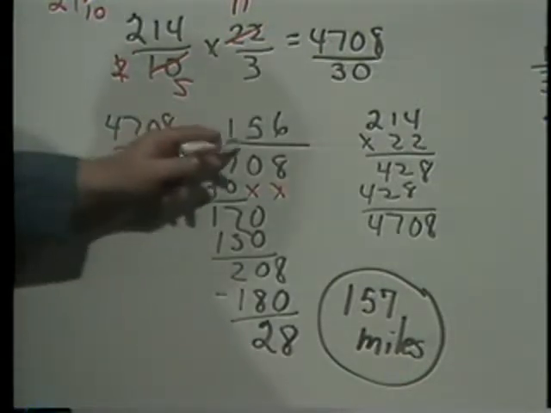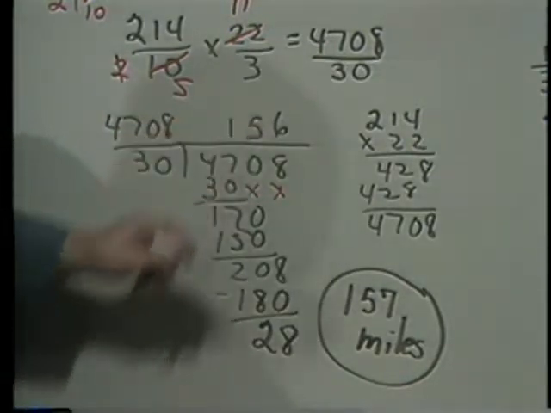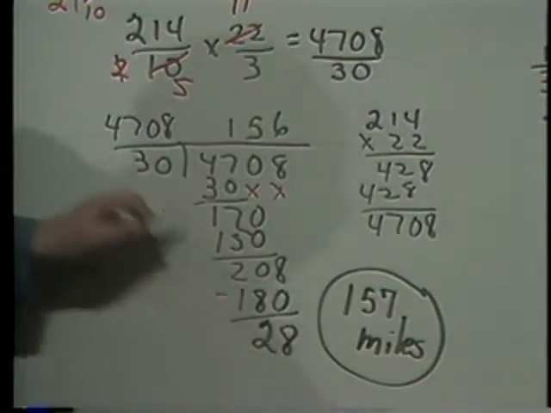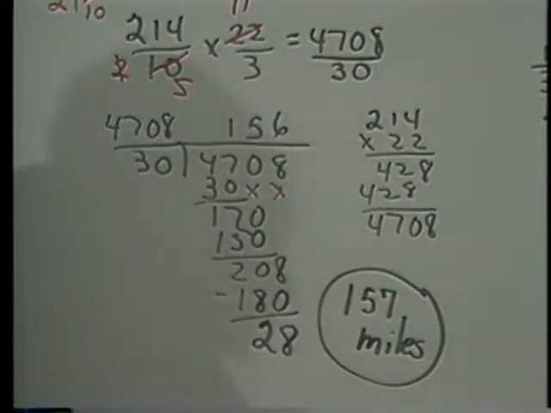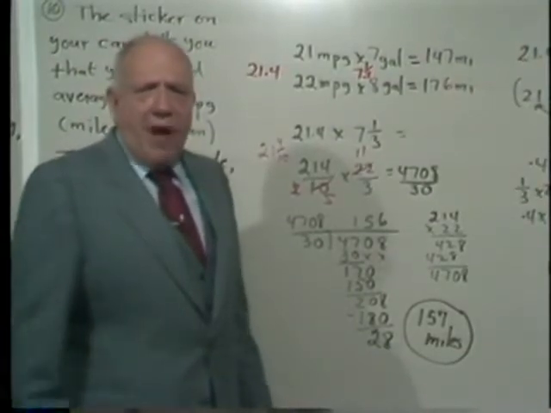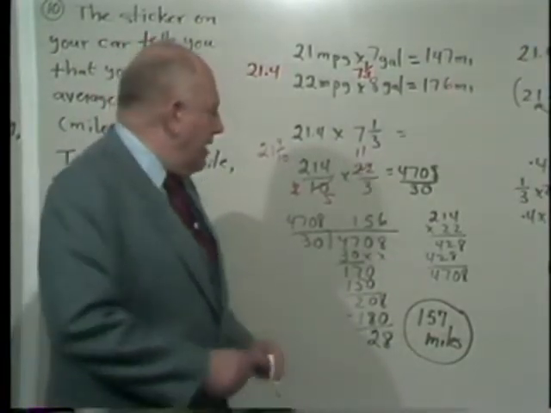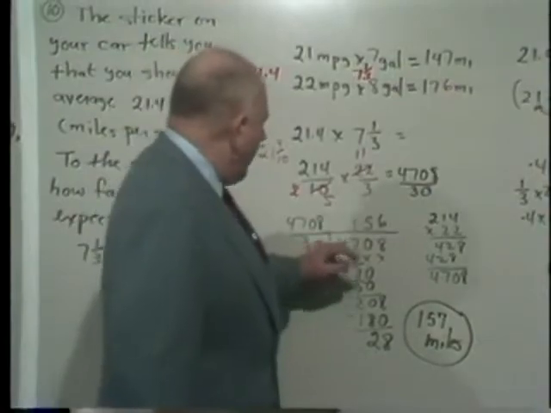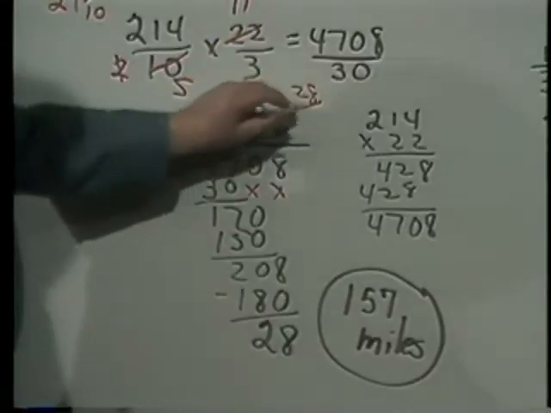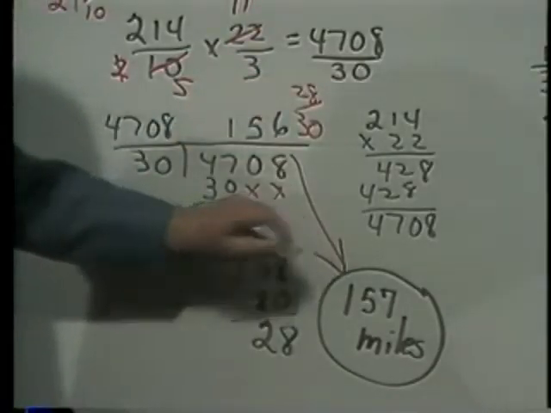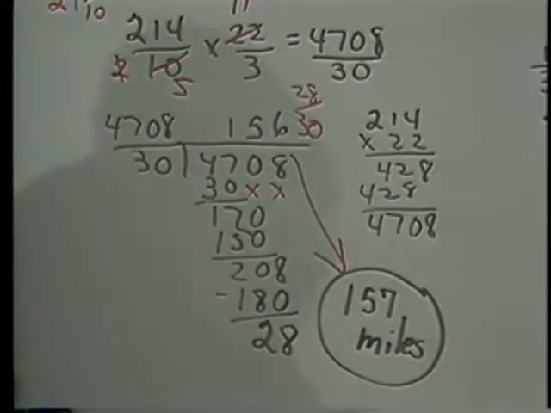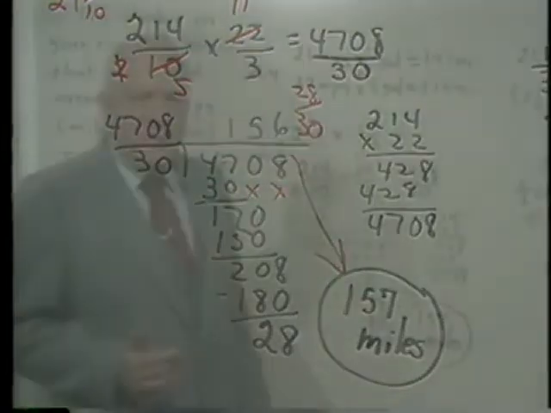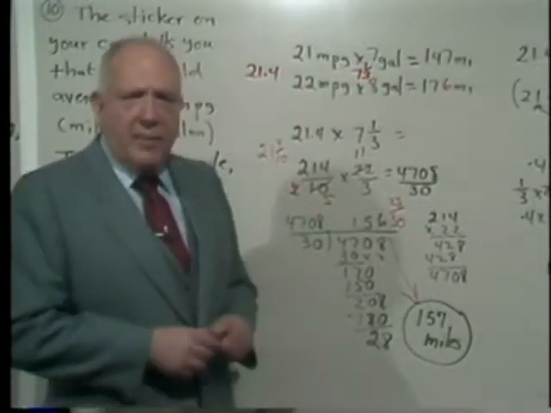So what do we have over here? 156 whole miles and 28 thirtieths of what you need for the next mile. Isn't 28 out of 30 more than half? And the problem says round off your answer to the nearest mile. See, we had 156 and 28 thirtieths. So what do we do? We round that off to 157 miles. And that's about how far we can expect to go. Give a little, take a little, depending on the mileage.